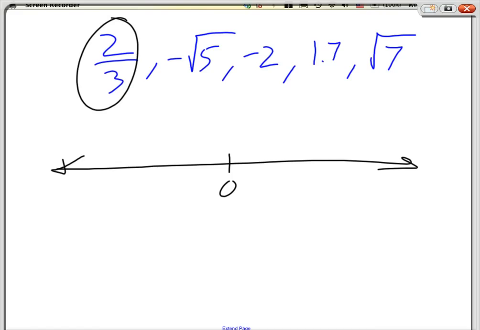2/3. 2/3 is in between what two numbers? 1 and 0. So right here, here's my 1. And since it's 2/3, I have to divide this part into how many sections? 3 sections. And I need 2 parts of that, right? So there it is. I just put on 2/3. How hard is that? And I'm done with that one. I move on to this next one. It's a negative, so I know it's on the left-hand side of 0, right?